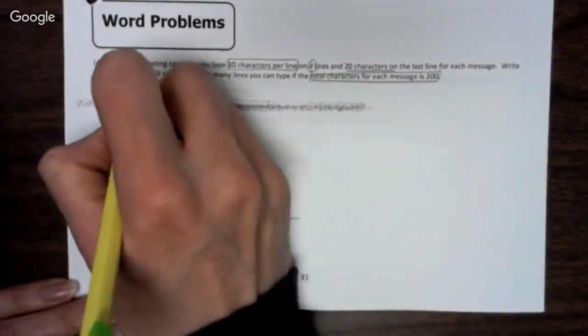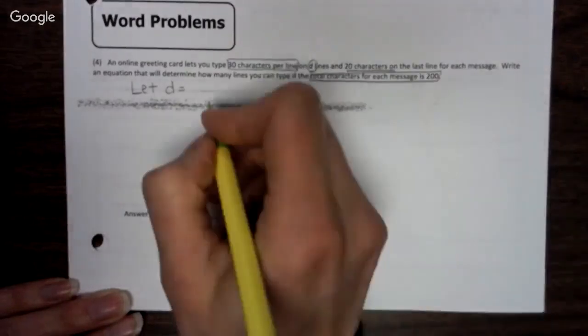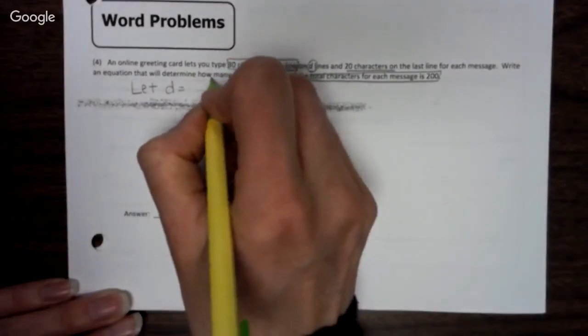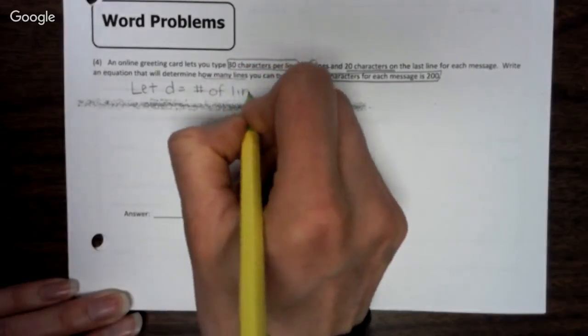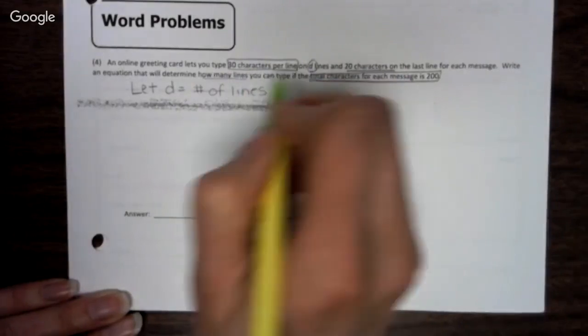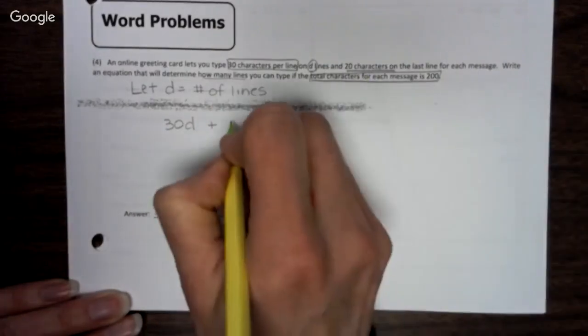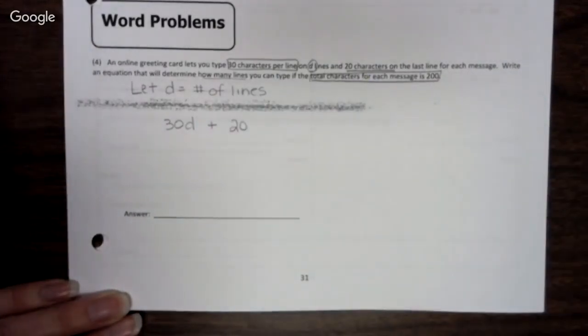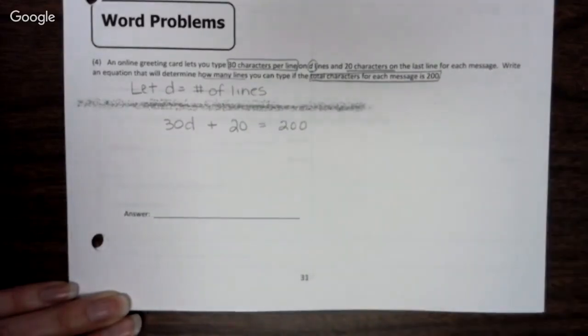So let's start with our let statement. We're going to let D, they already determined that that is D, equal, what don't we know? We don't know how many lines there are, so this would be the number of lines that we can type. All right, so we know it's 30 characters per line. We just don't know how many lines there are, so we call that 30D. Plus, on the last line, it's 20 no matter what, which is equal to a total of 200 characters.